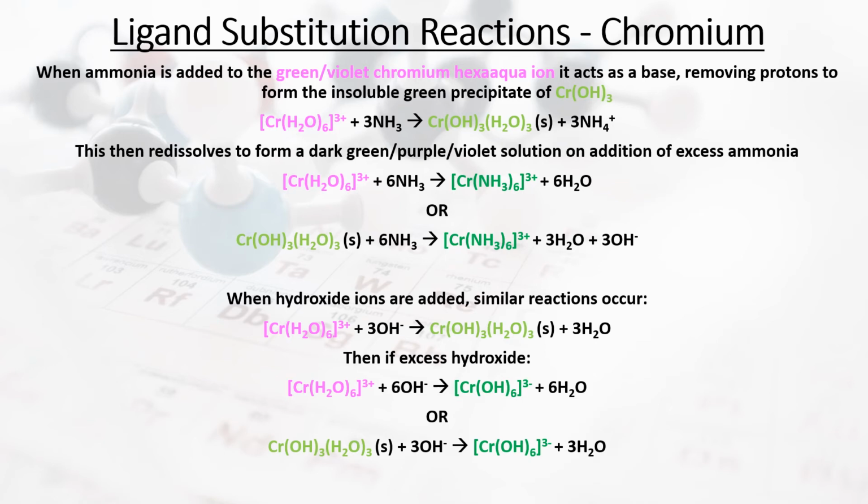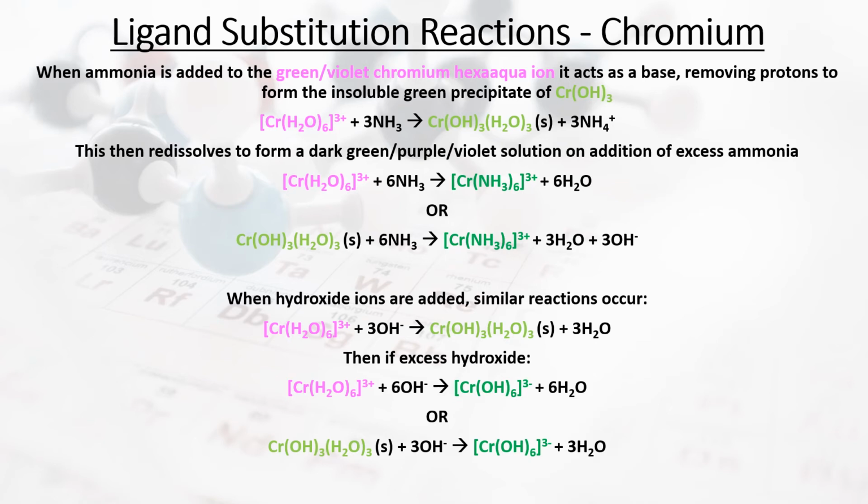If we then have excess ammonia or concentrated ammonia, this precipitate of chromium hydroxide redissolves to form a dark green or purple or violet solution. I've gone for dark green here. Just double check with your exam board, in terms of past papers, what colours are actually allowed in these answers. But this precipitate will redissolve to form this chromium hexaammine complex, which is a dark green colour I've gone for here.